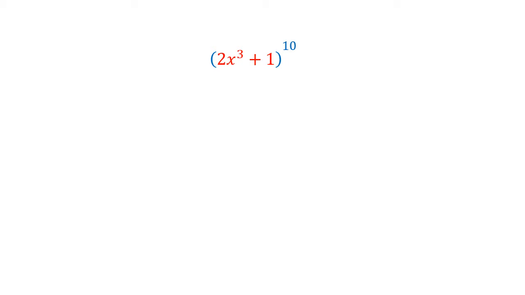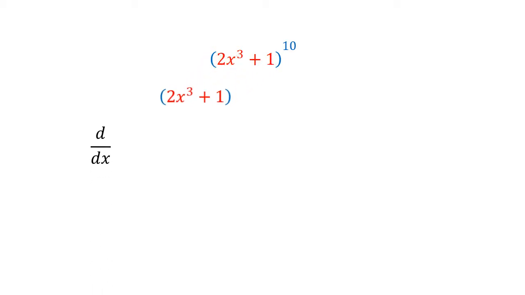For example, (2x cubed plus 1) to the power of 10. This is the composite function. It looks like a normal function, but it is complicated. For the previous rules, we can only find the derivative of 2x cubed plus 1 and x to the power of 10. But we don't have any rule to find the derivative of a function like this.